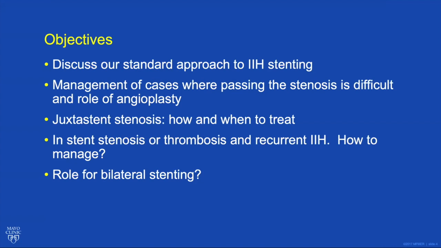Number 2, we go over management of cases where passing the stenosis is difficult and discussing the possible role of angioplasty. Number 3 is Juxta-stent stenosis, how and when to treat. Number 4 would be discussing in-stent stenosis or thrombosis in patients who also get recurrent IIH, and what's the management in those situations. And I have a tough case of that to show. And then number 5 will be discussing bilateral stenting, which is very rare, but does occasionally come up.